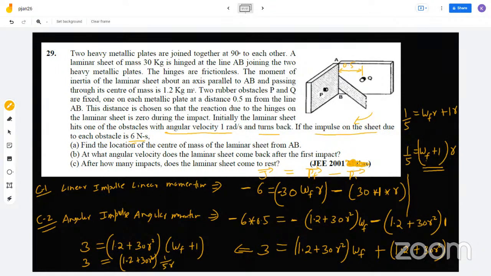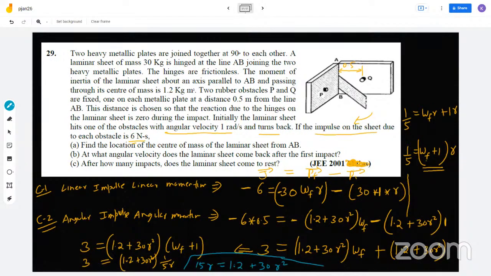Now you have to find r. The value of r. So 1.2 plus 30 r square divided by 5r. We have to take this to the other side. This will be a quadratic: 15r is equal to 1.2 plus 30 r square. Okay, guys, this quadratic is coming. Please check what answer will come.